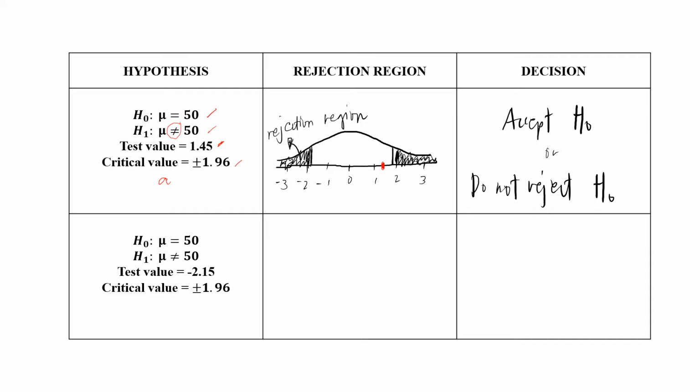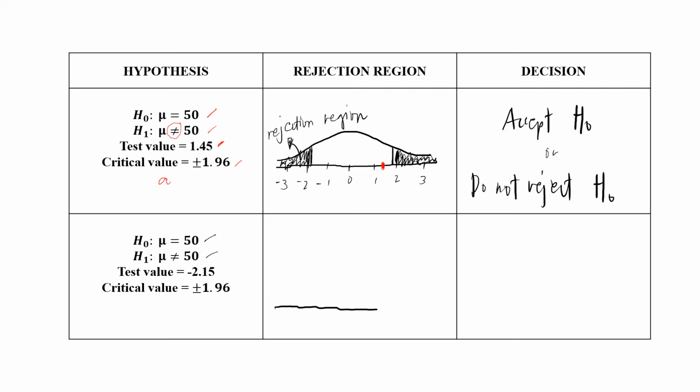The null hypothesis is equal to 50, then the alternative hypothesis is not equal to 50. So, again, two-tailed ulit to, yung ating given. Okay. Then, the test value is negative 2.15. Then, the critical value is positive and negative 1.96. So, illustrate ulit natin yung ating normal curve.